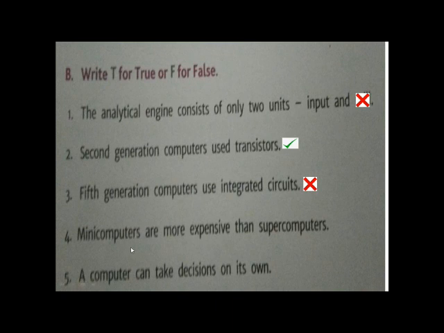And fourth one, microcomputers are more expensive than supercomputers. That is also false. Supercomputers are the expensive computers. Fifth one, a computer can take decisions on its own. That is false. A computer cannot take decisions on its own. So only one is true. First one is false, second is true, third is false, fourth is false, and fifth also false.